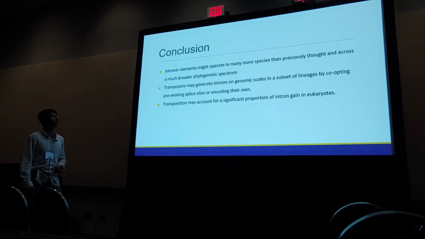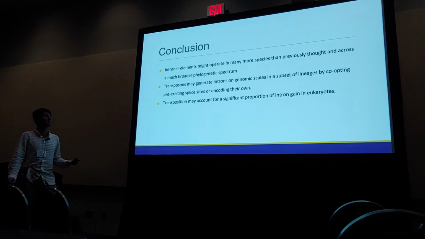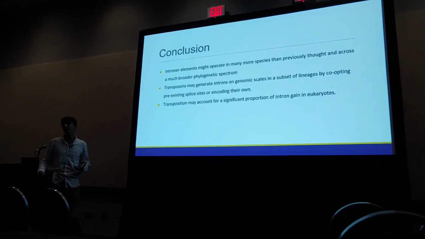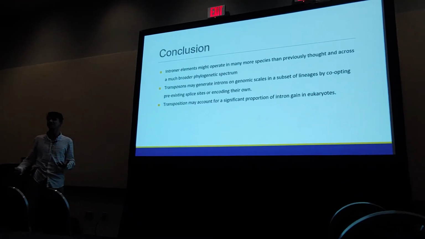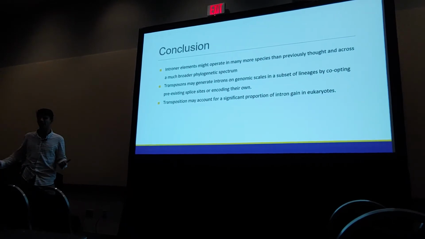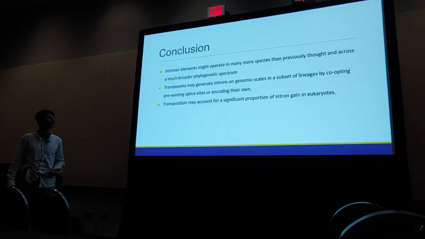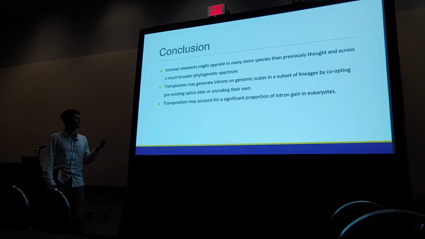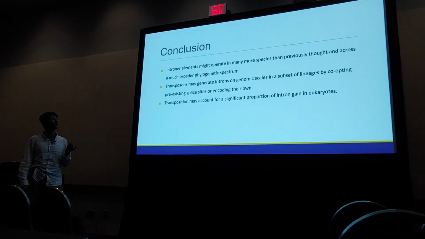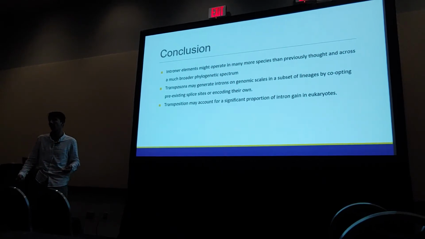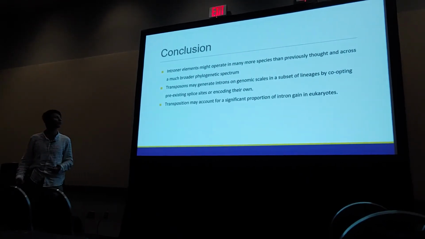So basically, in conclusion, I would like to say that introner elements might operate in many more species than previously thought, and across a much broader phylogenetic spectrum, since there hasn't really been a systematic search performed previously, they haven't considered all phylogenies. We are excited to find so many putative introner element families where they haven't been discovered before. Also, transposons may generate introns on genomic scales in a subset of lineages by co-opting pre-existing splice sites or encoding their own. And this is something we want to look into a lot further.